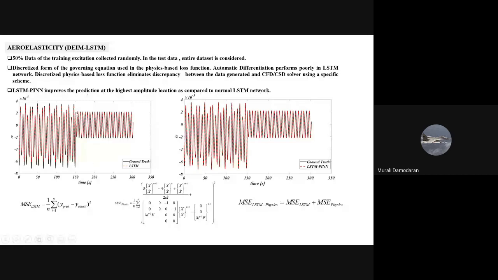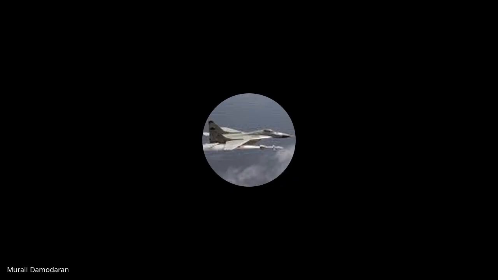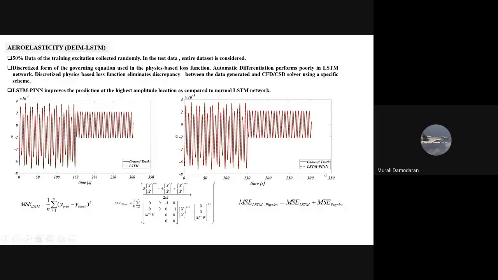So you can see the purple, you can see some overshoot at the maximum amplitude of alpha. And here we use the LSTM PIN, because you also have the error from the physics, because X is fed into the equation, and the error is computed and coupled with the LSTM network error. And you can see that the prediction is very good compared to the ground truth.